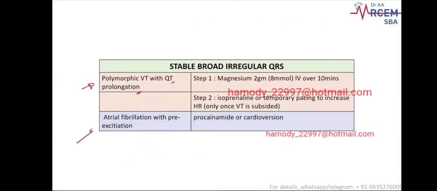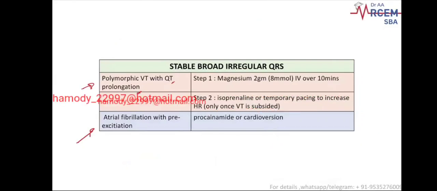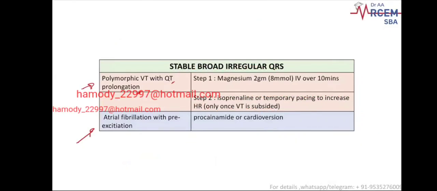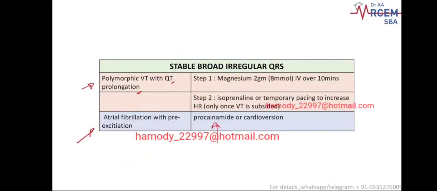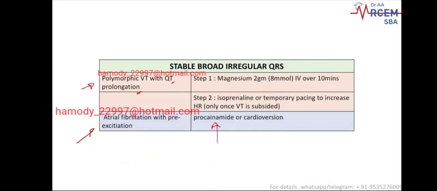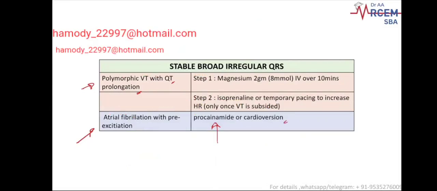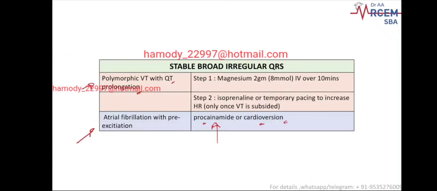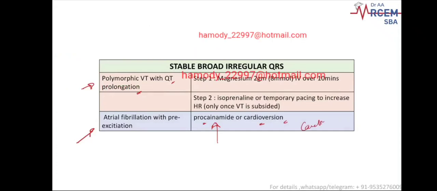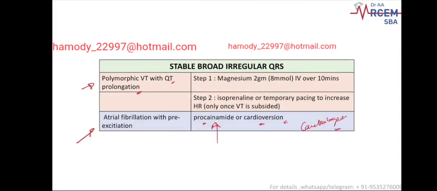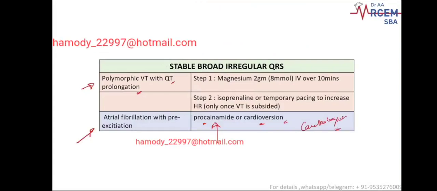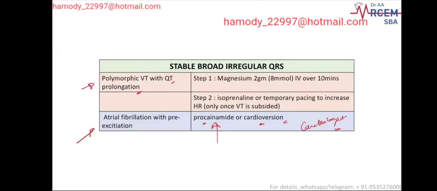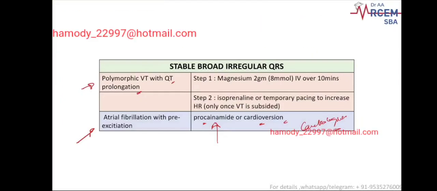Or it can be AF with pre-excitation. That means AF with an accessory pathway, for example LGL or WPW, which we have already learned. As we learned in the cardiology chapter on the treatment of atrial fibrillation, you either give procainamide or flecainide or do a cardioversion. Flecainide is not mentioned; they mention procainamide and cardioversion. Ideally involve the cardiologist at the earliest. So procainamide is the drug, or a cardioversion. If you ask me which is preferred, cardioversion is preferred. Second line will be procainamide. Always involve the cardiologist. It is difficult to treat.